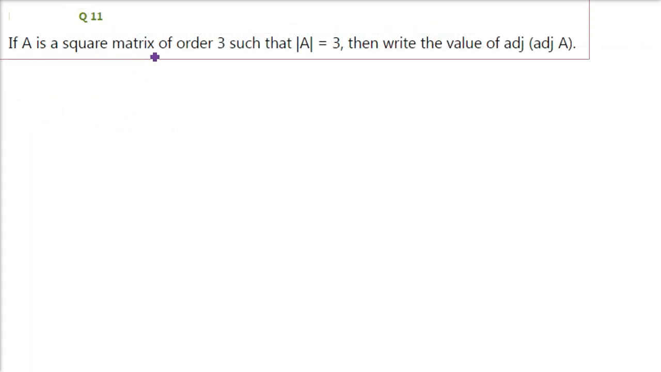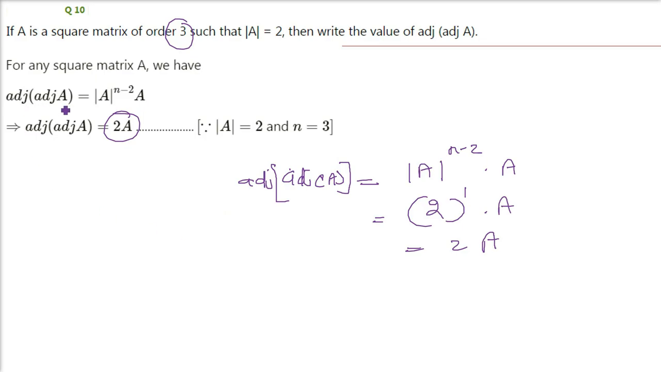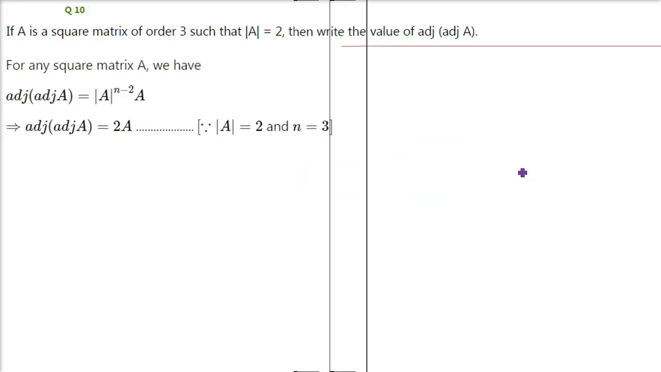If A is a square matrix of order 3 such that the determinant of A is 3, then write the value of the determinant of the adjoint of A. We have just seen the adjoint of A. But the question is asking about the determinant of the adjoint of A. So it has another relationship which I am going to tell you just now. It's the adjoint of A. When we find the determinant of the adjoint of the adjoint, it's going to be the determinant of A to the power of n minus 2 into A.